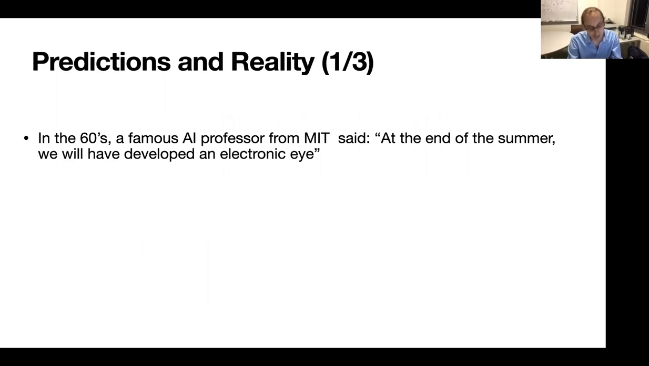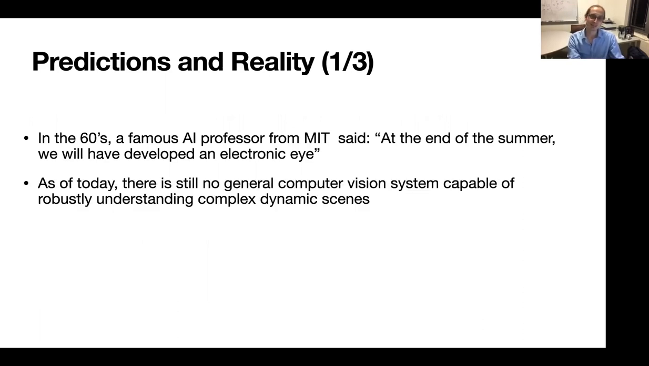So what about the predictions that have been made in the past? For example, in the 60s, a famous AI professor from MIT said that at the end of the summer, we will have developed an electronic eye. And that didn't happen. Even nowadays, we do not have sophisticated and robust computer vision systems.